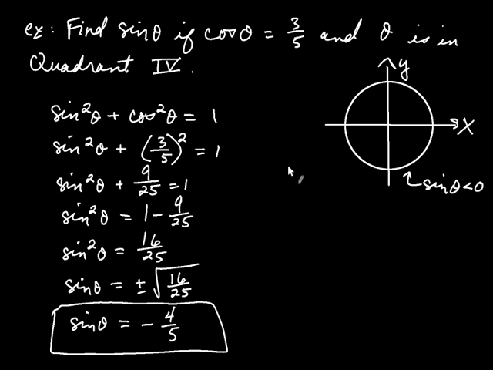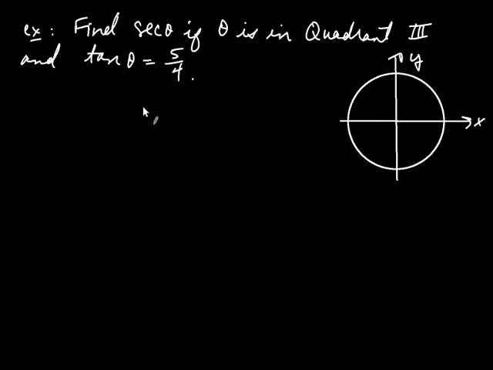Notice that we solved this problem by making use of the Pythagorean identity. Let's try another one like that. So let's find secant of an angle if the angle is in quadrant 3 and tangent of the angle is 5/4. Once again, I ask myself, can I think of an identity that connects tangent to secant? And we can. It's that 1 plus the square of tangent is equal to the square of secant.